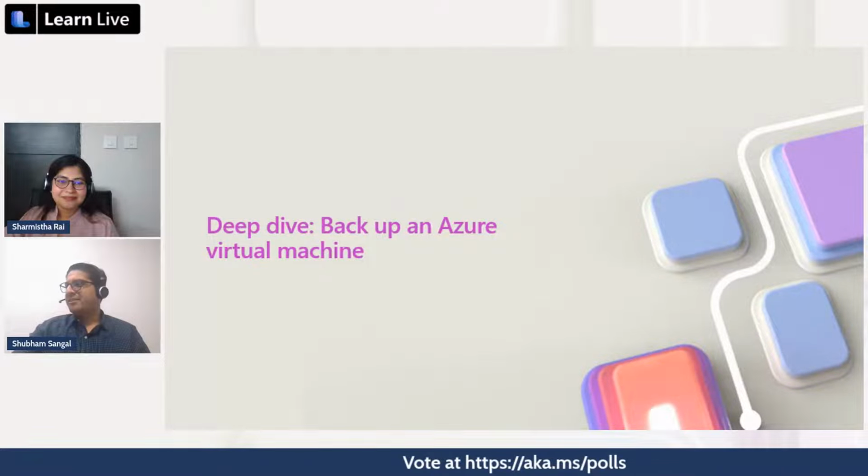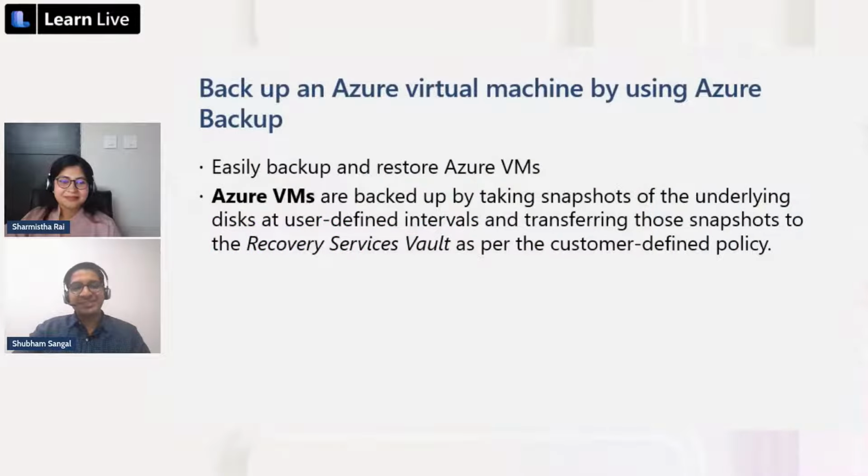All right. Yeah, as you mentioned, the focus of this session is going to be backing up Azure VMs. It's a very simple solution. You can easily back up and restore your Azure VMs. Azure Backup takes a snapshot of the disks attached to the VM at an interval specified by the user, and then those snapshots are transferred to the recovery services vault.